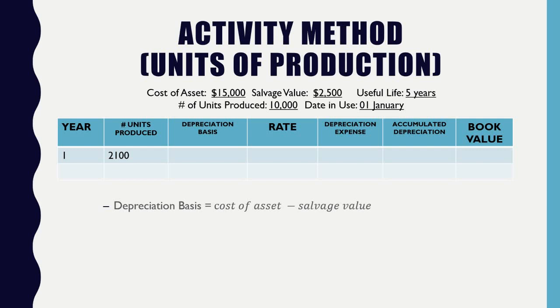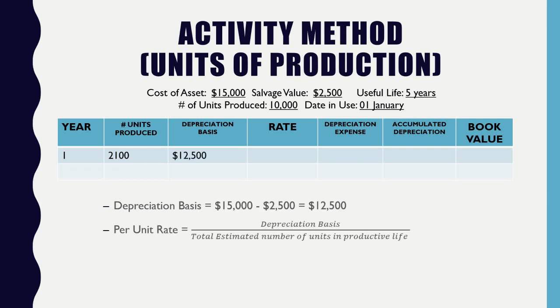So the depreciation basis for this one is going to be 15,000 minus the 2,500, which in this case is 12,500. Okay? So now we're going to determine what the per unit rate is. So in this case, it's going to be my depreciation basis divided by the total number of units that it can produce.